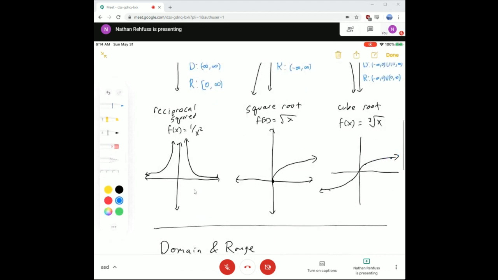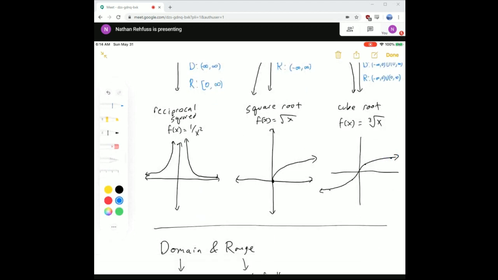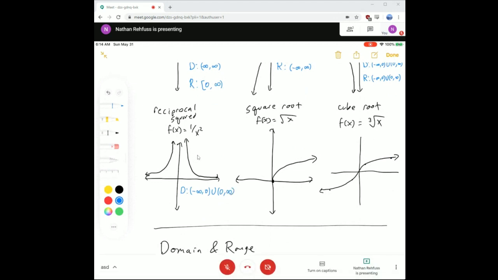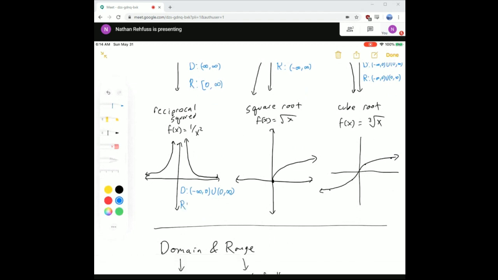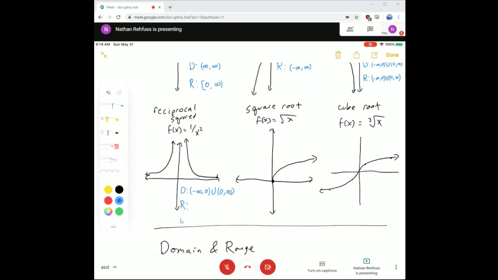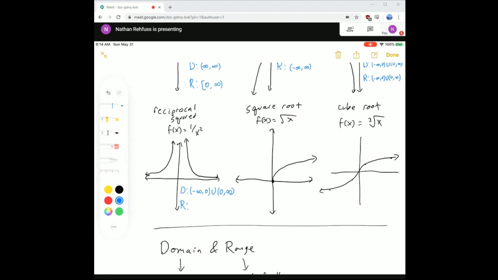The reciprocal squared here, this is not like any of the ones we've seen before. The domain is the same as the reciprocal. I can put in any number as long as it's not 0. So all the negatives, union, all the positives. If I put in a 0, I'd be dividing by 0 squared, which is still 0. As for the range, I can't get 0, but now I can't get any negative numbers either, because squares are always positive. So the range is 0 to infinity, but the 0 has a parenthesis this time.